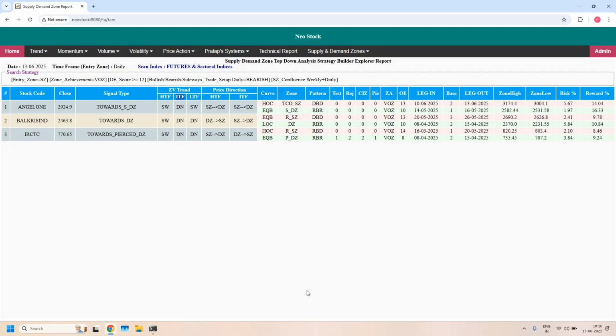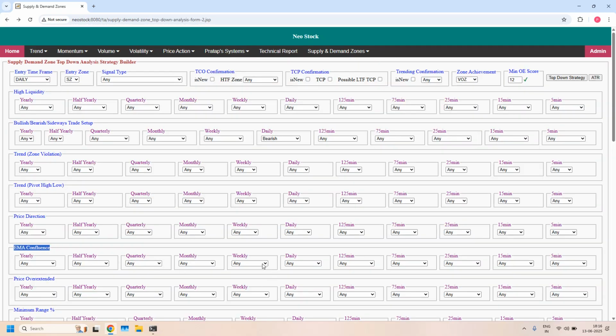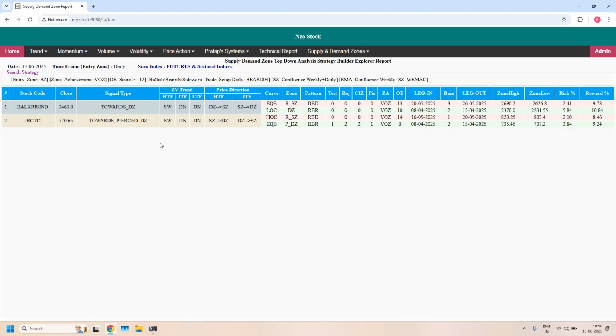We can further filter based on the weekly supply zone having weekly EMA confluence. Let's filter. So 2 stocks are filtered. That way, these 2 daily supply zones might have a higher probability of success.